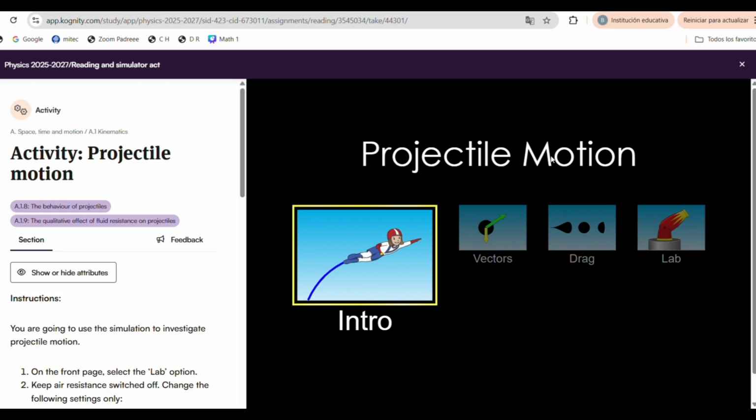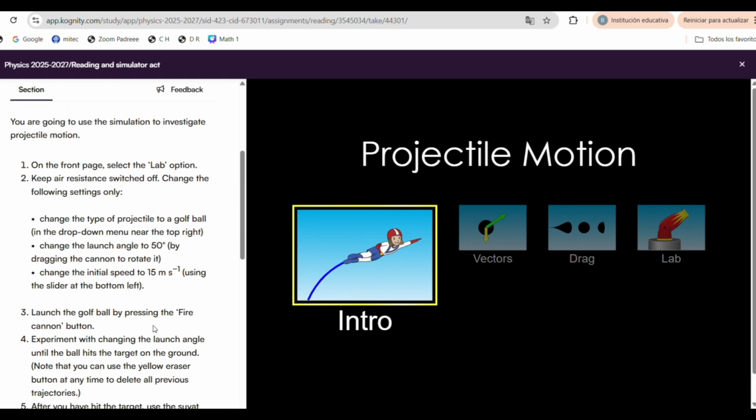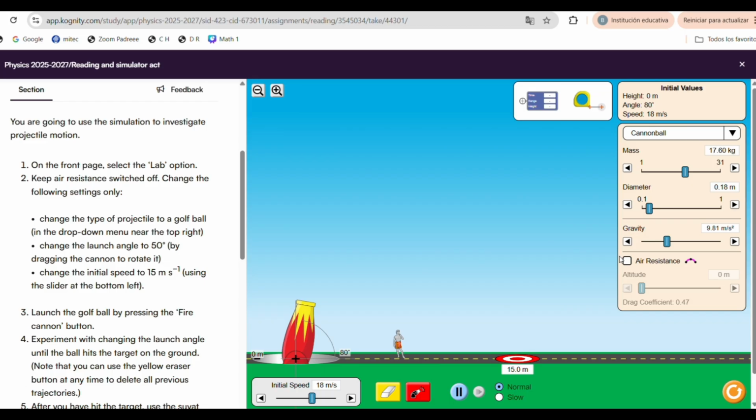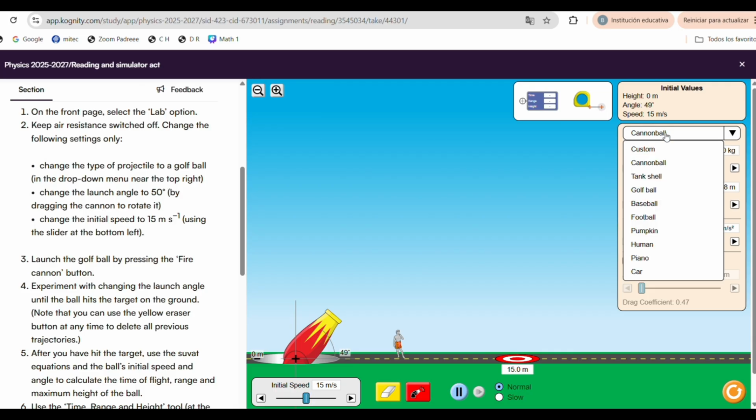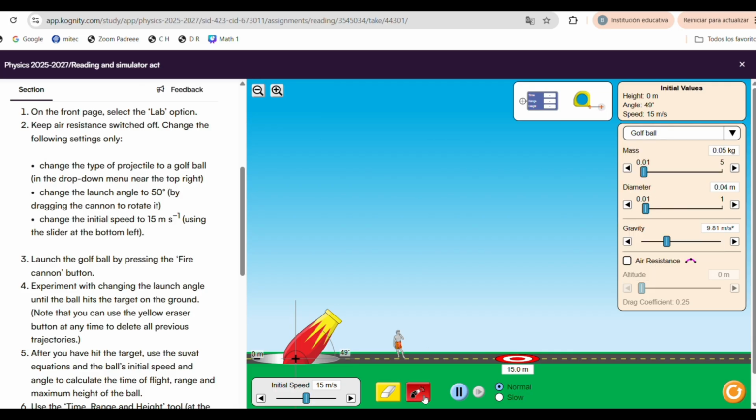Today we're going to explore projectile motion through this Kognity simulator. The first thing we're going to do is make sure the simulator doesn't have air resistance. Then we will set the cannon at 50 degrees over the horizontal and an initial velocity of 50 meters per second and see what happens. Also, we're using a golf ball because our cannon can shoot many types of balls.